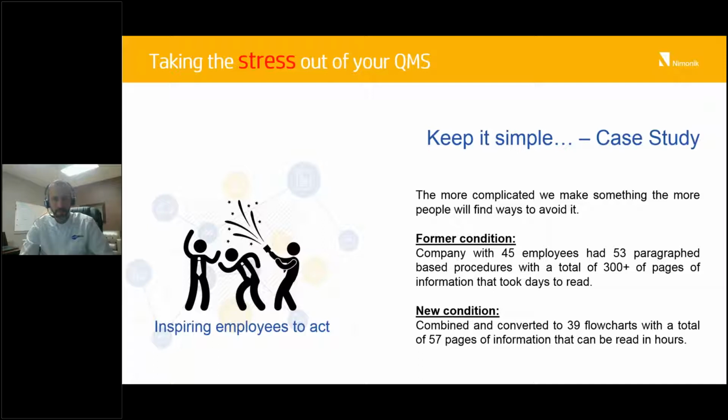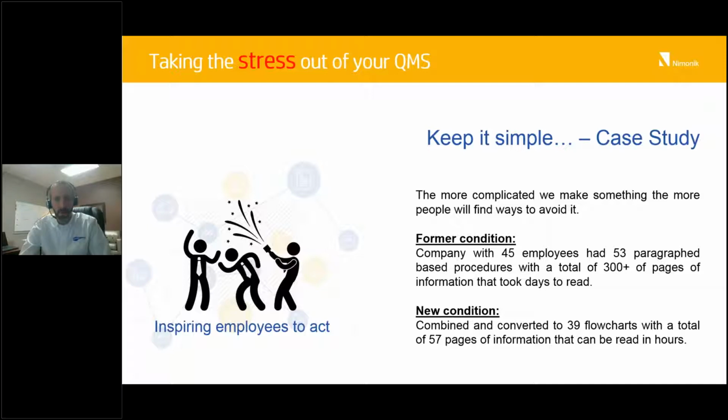So what we did is we restructured their system. We converted their procedures to 39 flowcharts, taking their 53 procedures down to 39. For example, they had a separate procedure for internal document control, a separate procedure for external document control, a separate procedure for record control, a separate procedure for customer documents. They had like 7 procedures all based upon document control, and 4 or 5 pages of each of these procedures were actually copy and pastes of each other. We were able to reduce that, and we converted the paragraphs to flowcharts.